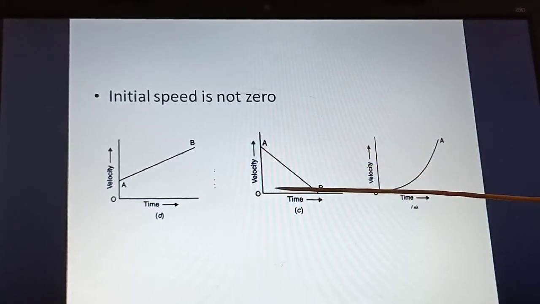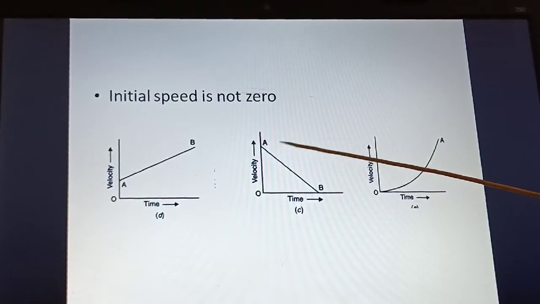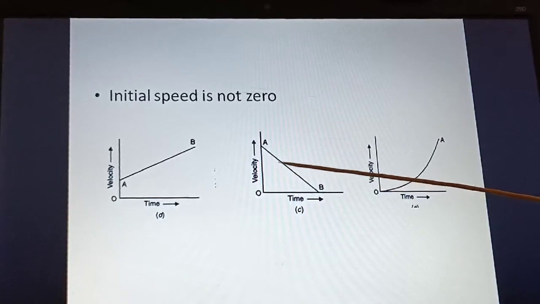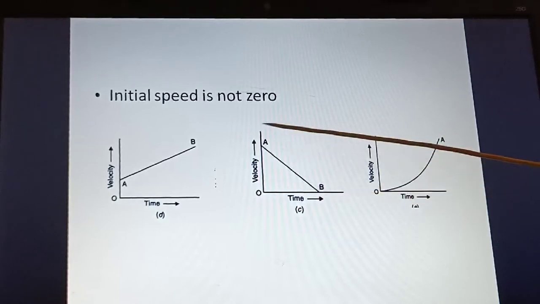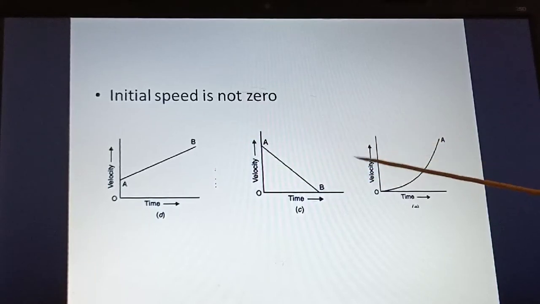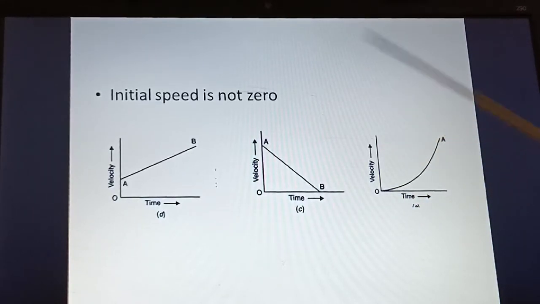As the time increases, what happens to the velocity? Velocity gets decreased, because the line goes from here down. So velocity gets decreased in this graph. Therefore it is called uniform retardation. It is uniform, but velocity is decreasing, hence it is called uniform retardation. Then the third graph here is the example for non-uniform acceleration, time and velocity. The graph is curved, isn't it? So it is an example for non-uniform acceleration.